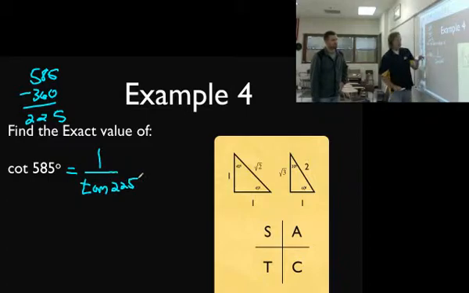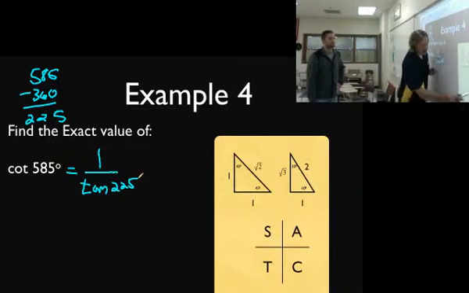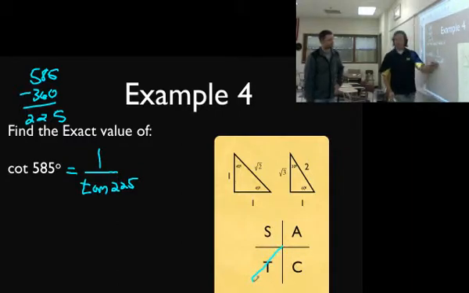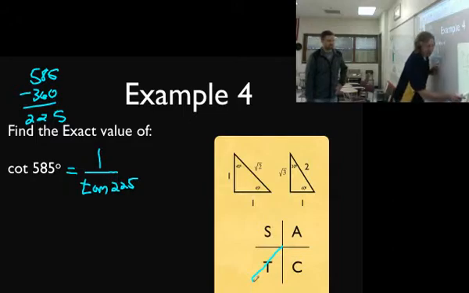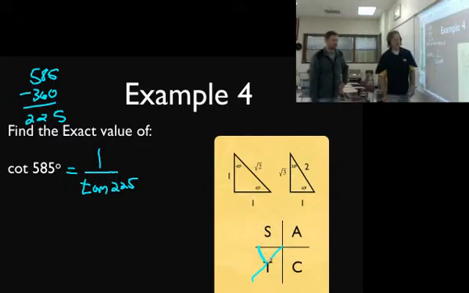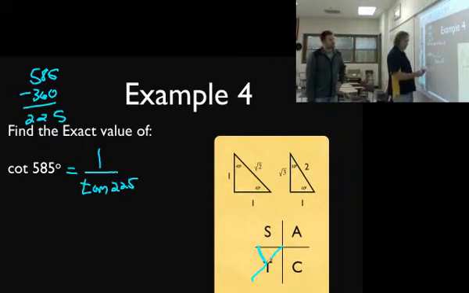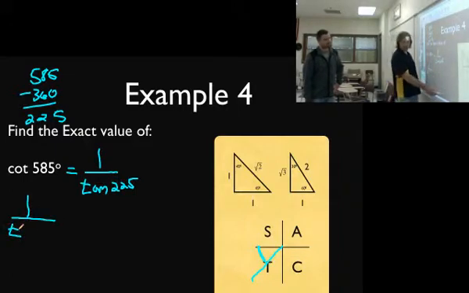In other words, to get cotangent, you take tangent and flip it over. So 225 is down here, and tangent's positive. And what's the reference angle? 45 degrees. So this is the same as 1 over the positive tangent of the reference angle.